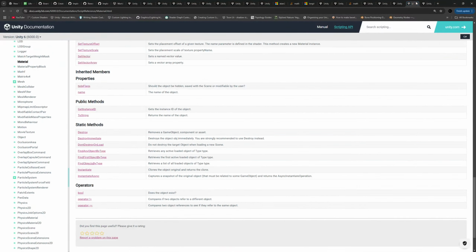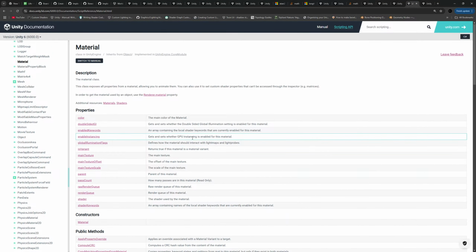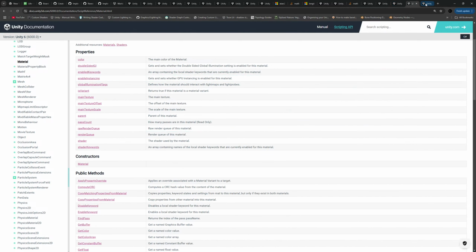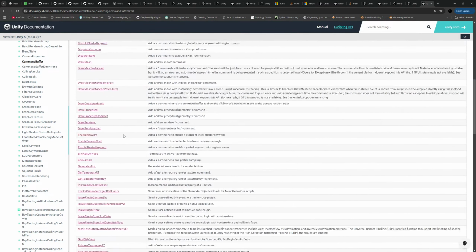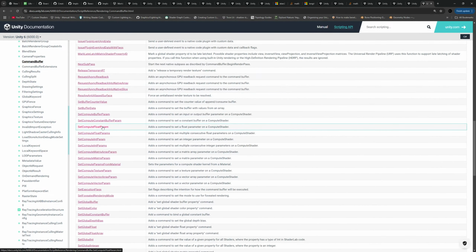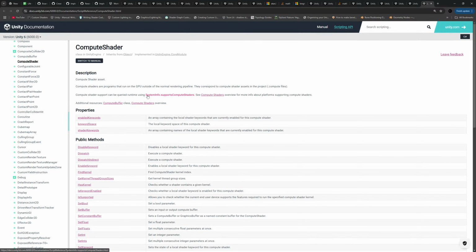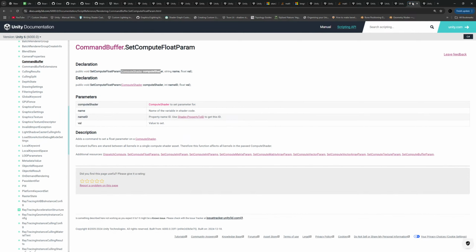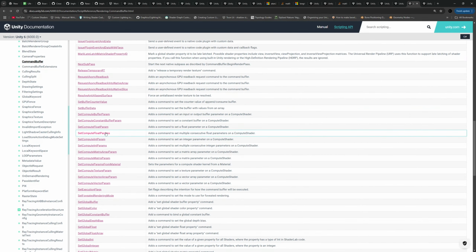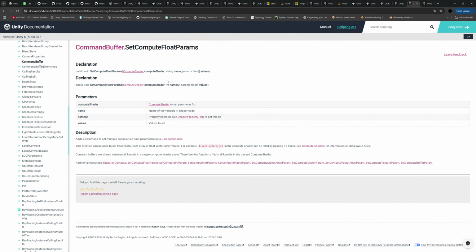So what the heck? Material. Harry-O, if you want to set vector 4, you can use set compute float params. Yo, by the way. Okay, so it is this one, set compute float params, but does this one set it, but we need to have a compute shader here, right? But yeah, we need a compute shader.